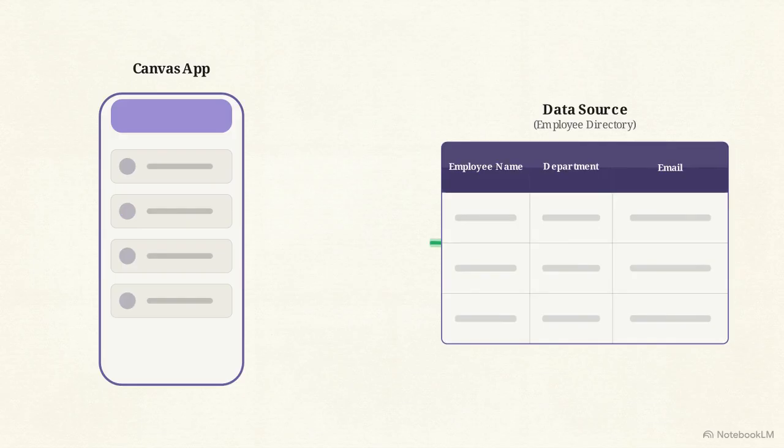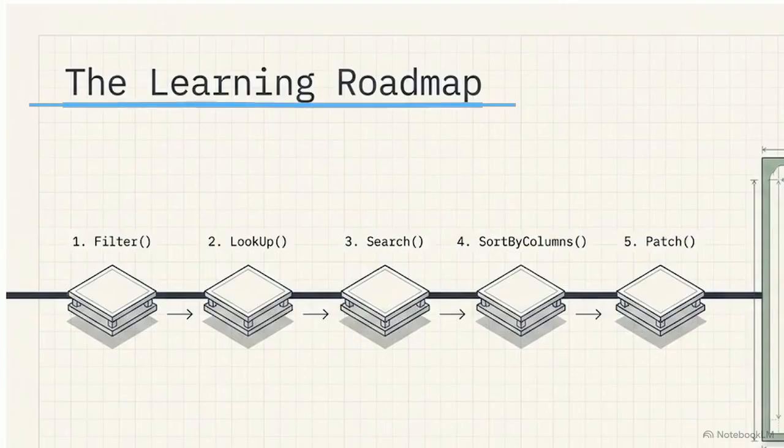To get the most out of this breakdown, I recommend opening a blank Canvas app right now and connecting it to a sample data table, like an employee directory, so you can follow along. This roadmap shows the progression we will follow.